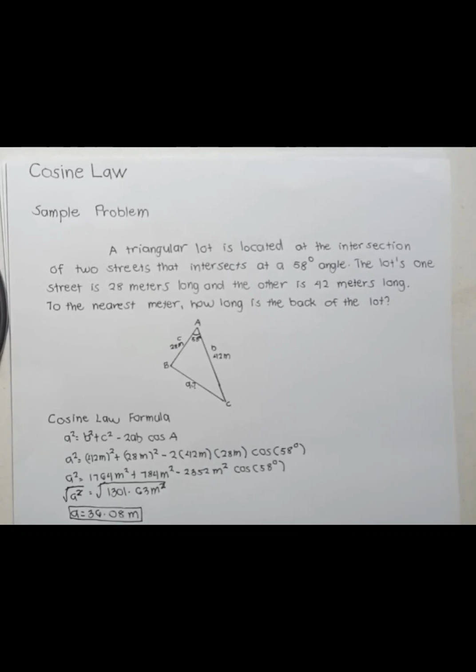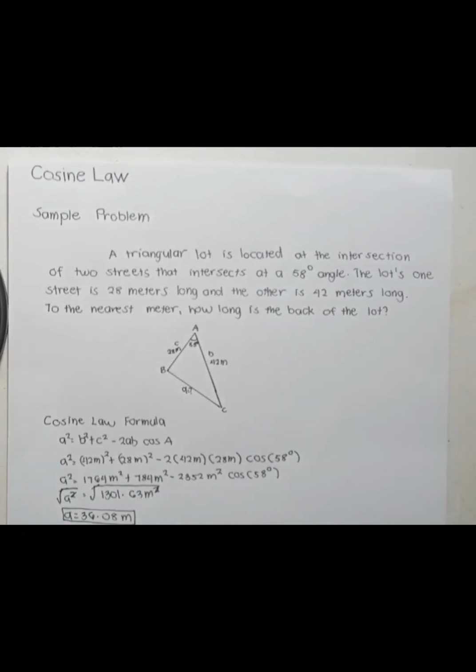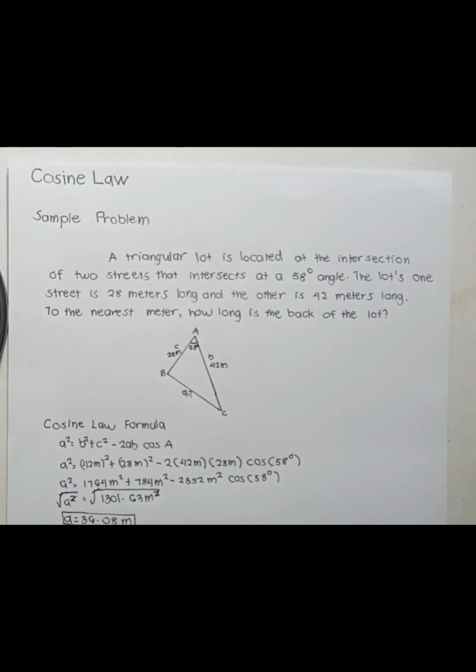Okay, this is my problem that we will solve using the cosine law. A triangular lot is located at the intersection of two streets that intersect at a 58-degree angle. The lot's one street is 28 meters long and the other is 42 meters long. To the nearest meter, how long is the back of the lot?